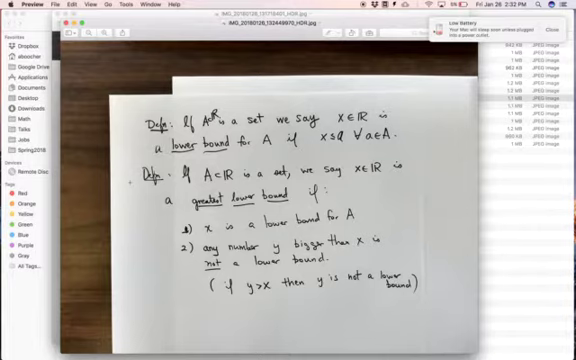So a lower bound is just something that's smaller than every element in the set. So we say x is a lower bound for a if x is less than or equal to a for every element a in the set. And we say an element x is a greatest lower bound if x is a lower bound and any number bigger than x is not a lower bound. And we might write that with symbols here saying if y is greater than x, then y is not a lower bound.